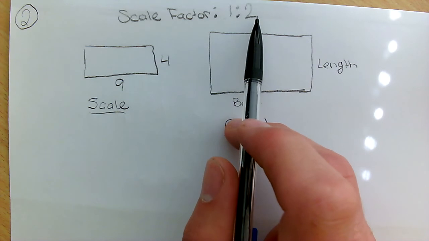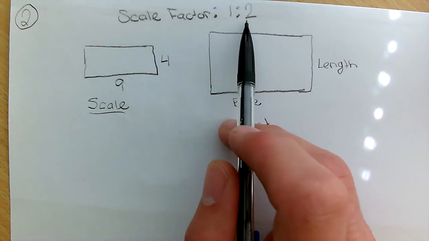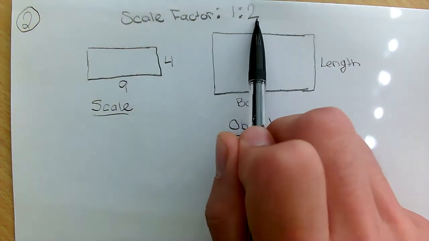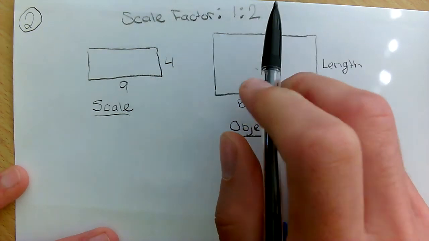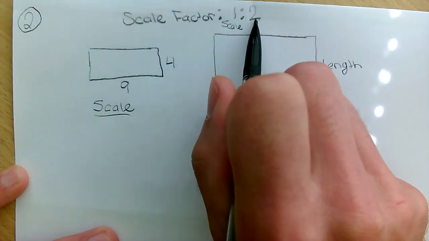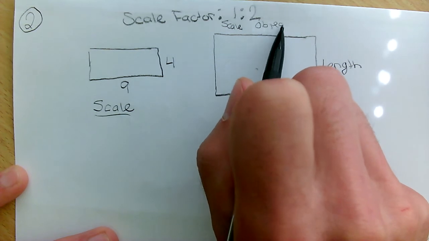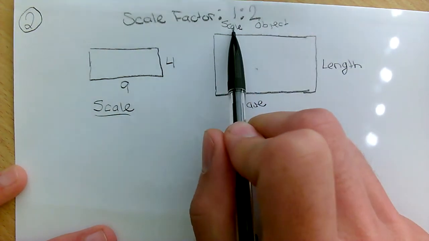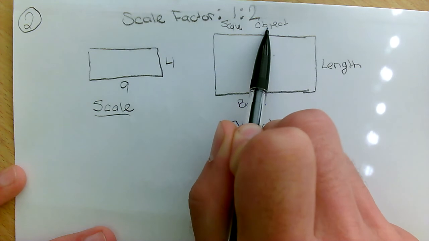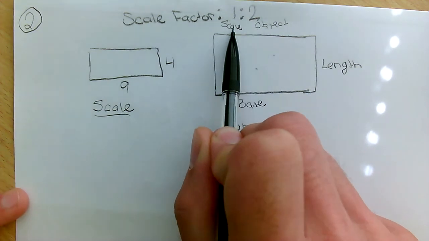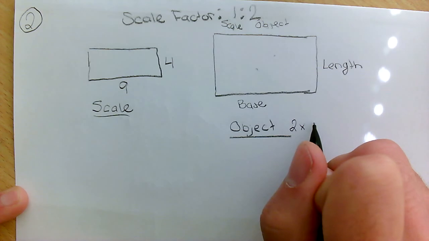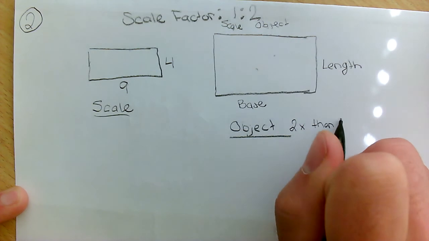Well, our last problem was 3 to 1. Now this one's 1 to 2. So the bigger number's on this side right here, but it's still the same concept. This 1 is our scale. This 2 is our object. It's always going to go in that order. So if our scale is 1 and our object is 2, that means our object, this time, is 2 times the amount of our scale. So our object is 2 times greater than the scale.